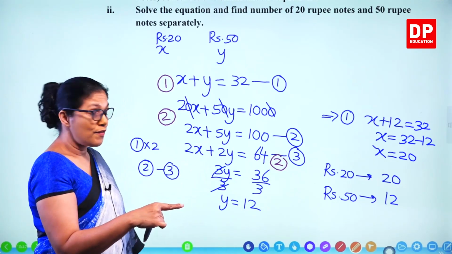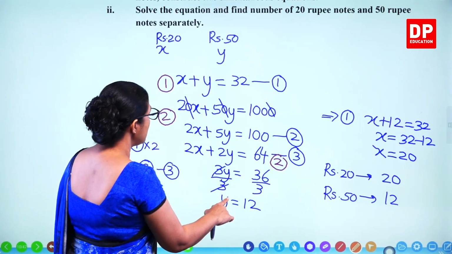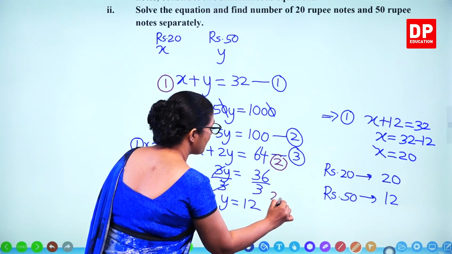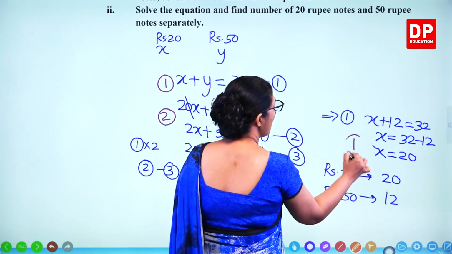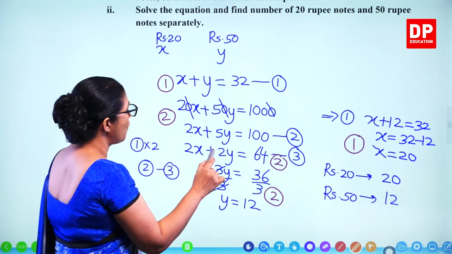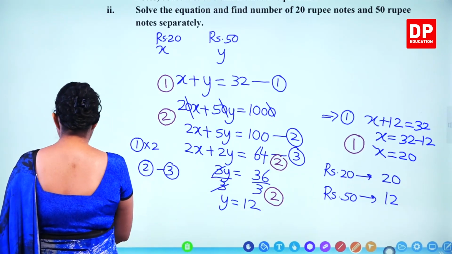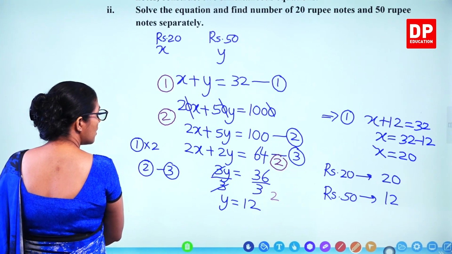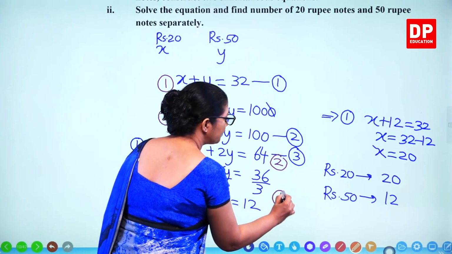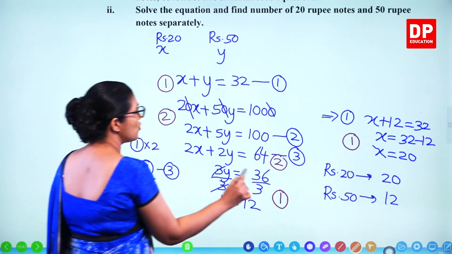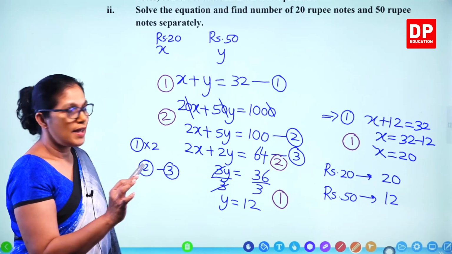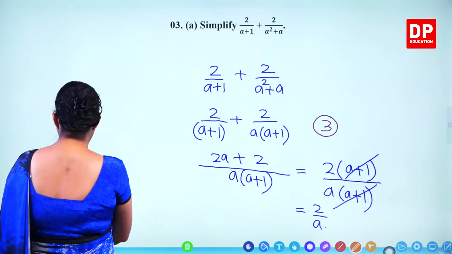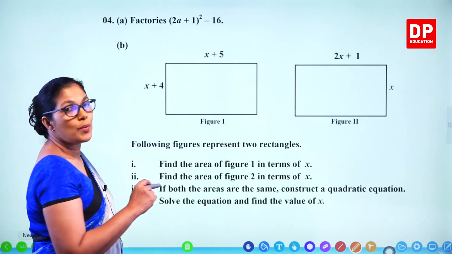Making the same coefficient and subtracting, and getting the Y value, 2 marks. And getting the X value will give 1 mark. 2, 3, 4, 5, 6, 7, 8. So that means 1 mark is extra. We'll give 1 mark for finding the Y value and 1 mark for X. 1, 2, 3, 4, 5, 6, 7 marks for that. And we gave 3 marks, altogether 10 marks for that question.